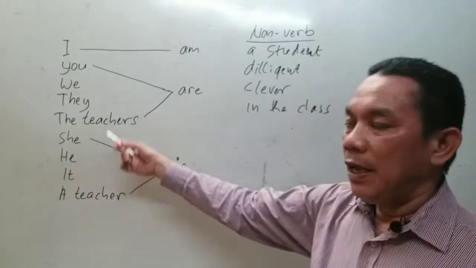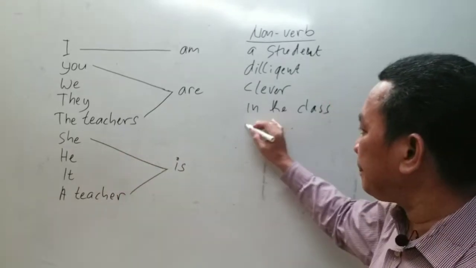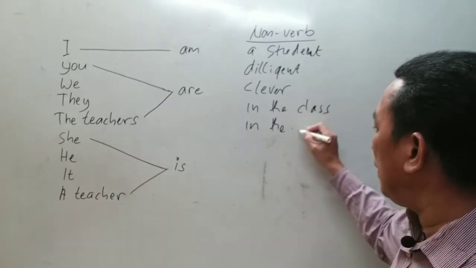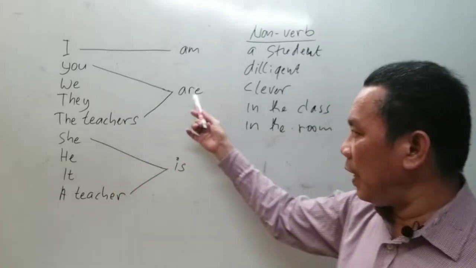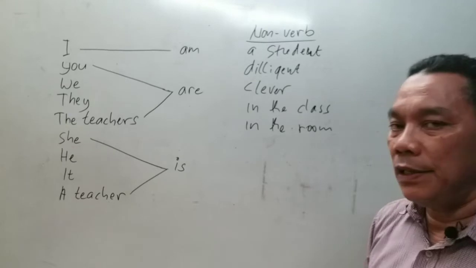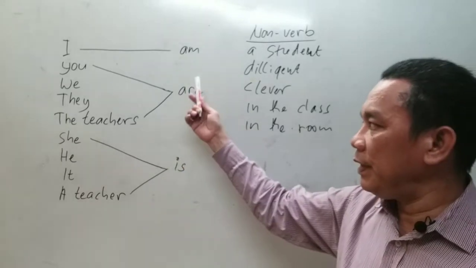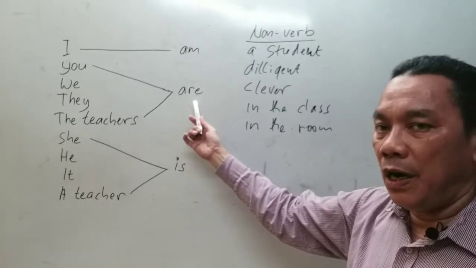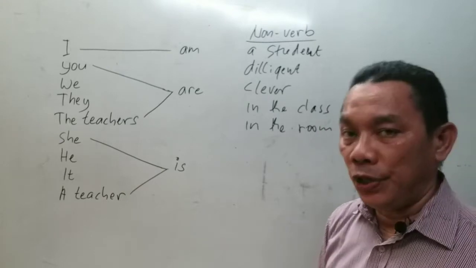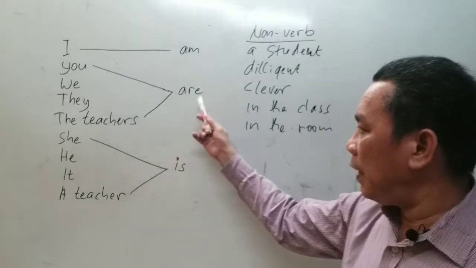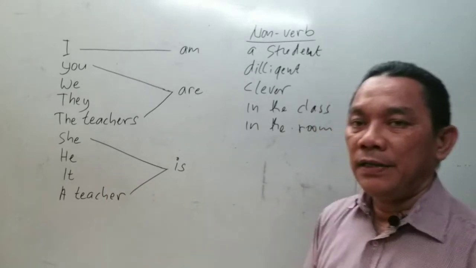Now let's go to another example. The teachers are in the room. Let's say the teachers are in the room. Because in the room is non-verb, I need to use to be. The to be is are. Why the to be is are? Because the teachers is more than one. I say, the teachers are in the room. Okay, now let's go to the next examples.